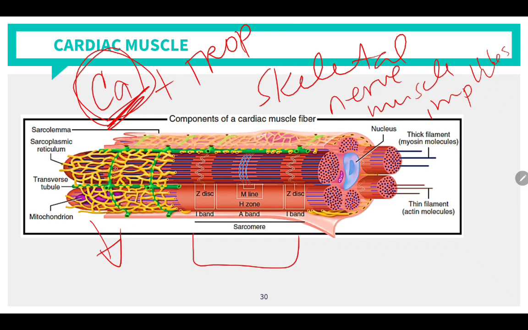I hope naintindihan ninyo kung how do these things happen, no? Kasi it's the same. But here, regulated, or constant yung ating pag-deposit ng calcium dito sa area na to. Unlike sa ating skeletal muscle fiber.